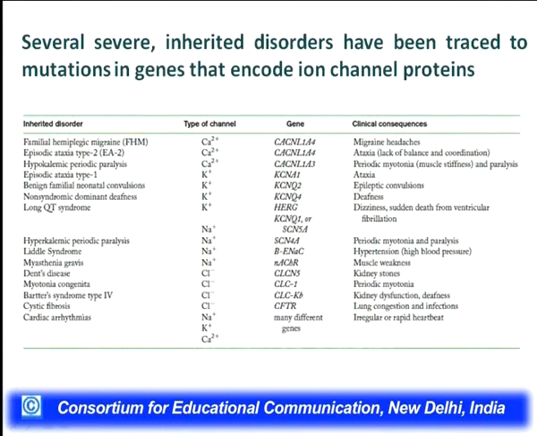So at the end, I would just like to point out that there are several severe inherited disorders which have been traced to mutations in genes that encode these ion channel proteins. You can see here that there are different inherited disorders. We have talked about cystic fibrosis, which was because of the mutation in the CFTR gene, which is a chloride channel, and impairment in the chloride movement was causing these clinical consequences.